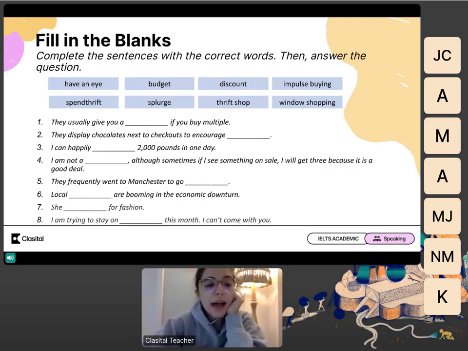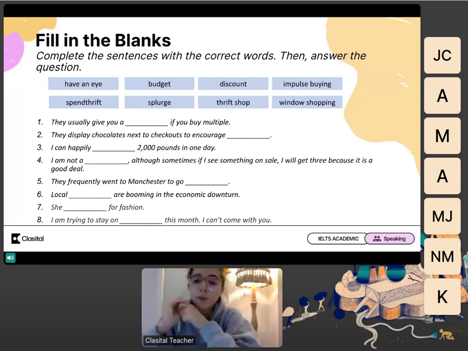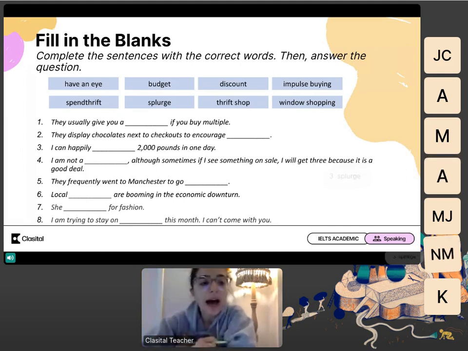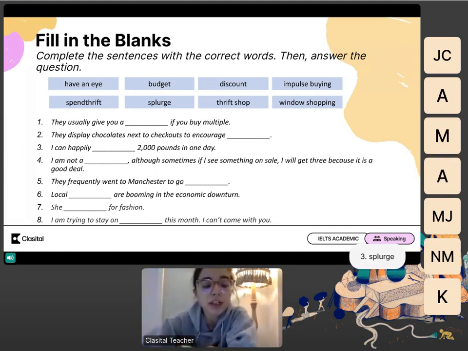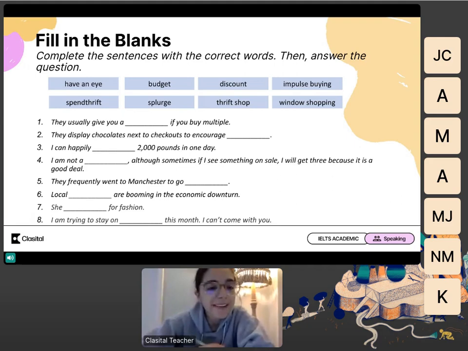Number three, I can happily blank 2,000 pounds in one day. Now you can think of the verb form here. Splurge, yes. I can happily splurge 2,000 pounds in one day. Some people are lucky.